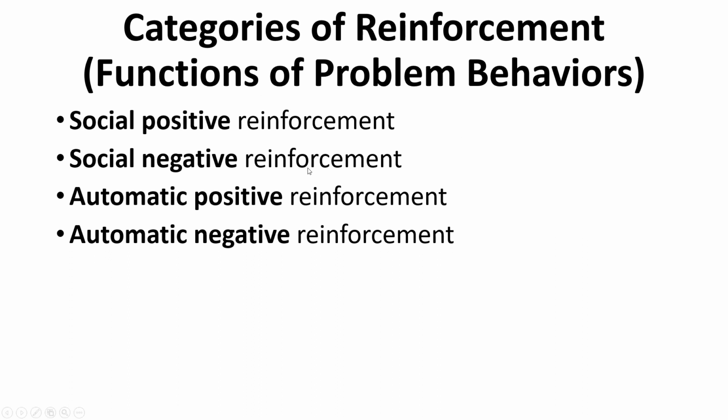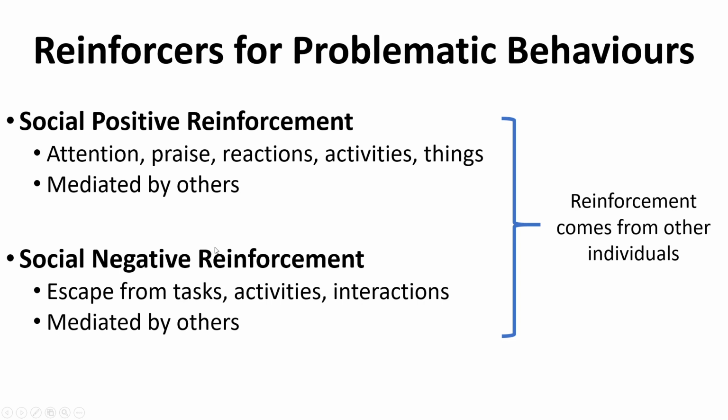So we already know the positive and negative reinforcement side of things, so that's going to be good. We're just going to introduce the difference between social and automatic to sort of pick apart these 4 different options. So when we're talking about social reinforcement, whether it's positive or negative, social means that it's reinforcement that's coming from other individuals. It's coming from somebody else. So social positive reinforcement would be something like attention, praise, reactions to that behavior, activities, things that you are given. And these are all things that are mediated by others, not by the individual performing the problem behavior. Social negative reinforcement would involve things like getting to escape from a task or activity or interaction. And again, this is mediated by others.